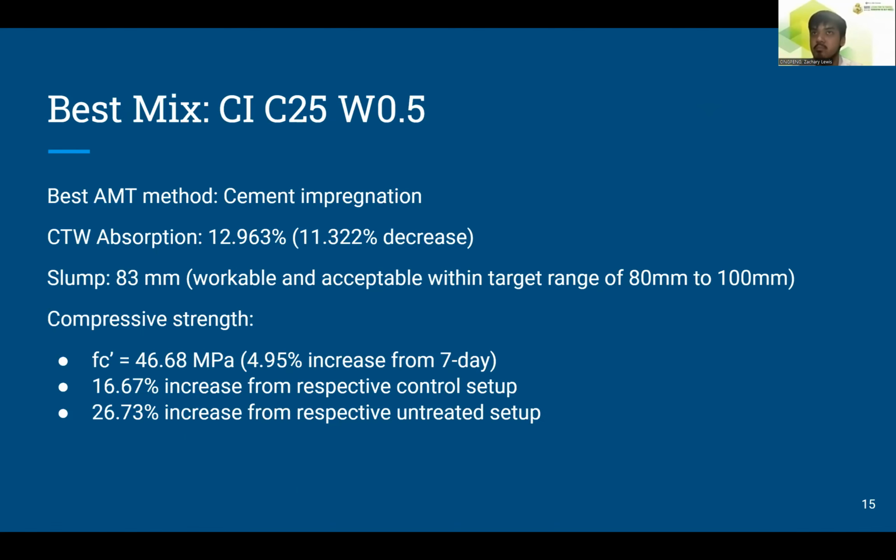Next slide, please. So overall, the best AMT method is cement impregnation, specifically the CI-C25W 0.5 sample. It also has the CDW absorption of 12.963% with a 11.322% decrease from the control. It also has a slump of 83 millimeters, which is deemed to be workable, and it is within a range of 80 to 100 millimeters.